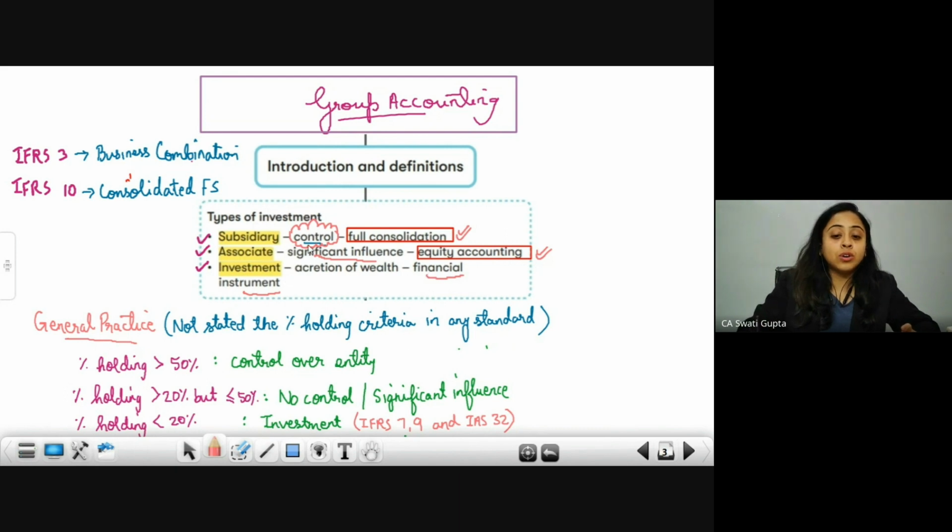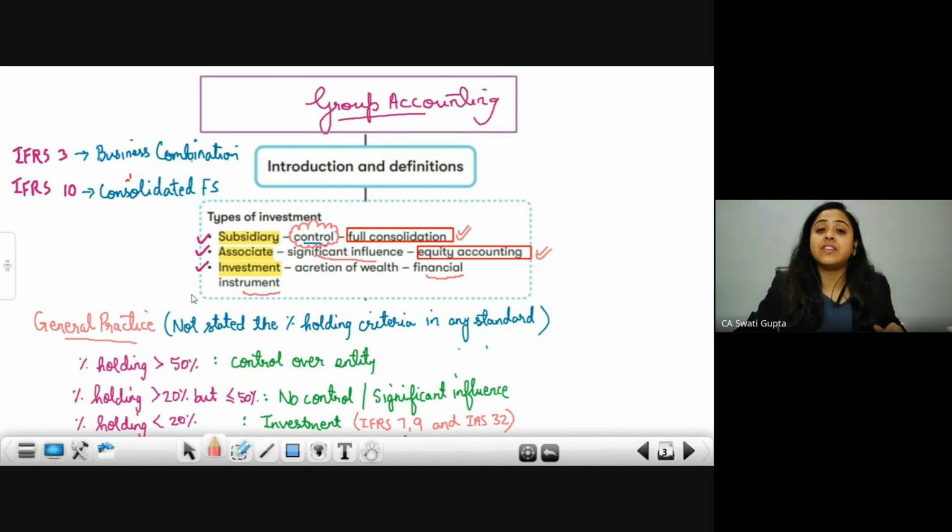Now, in order to determine control and significant influence, there is nowhere mentioned percentage holding. Please write it down somewhere that percentage holding criteria is not the basis to determine whether control is there or not, whether significant influence is there or not. In your entire IFRS and Ind AS, there is nowhere mentioned that percentage of holding is the basis onto which you decide whether there is control or significant influence or not.